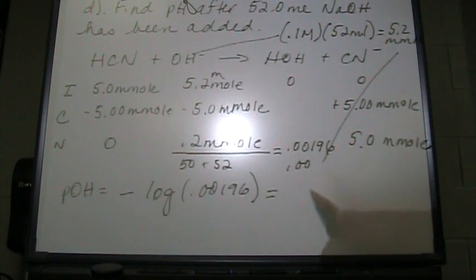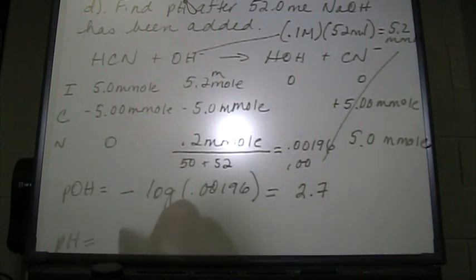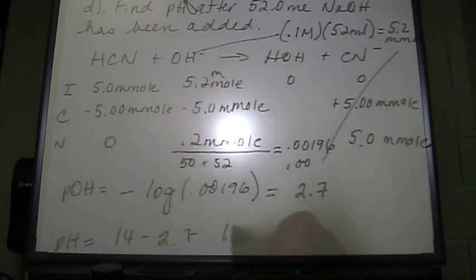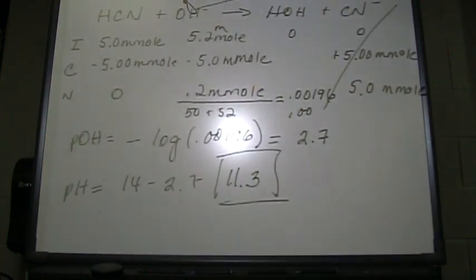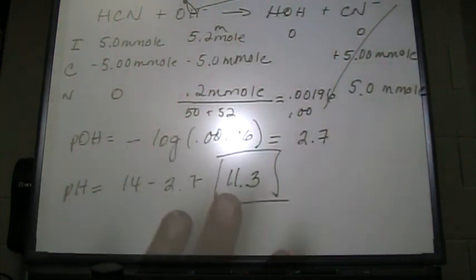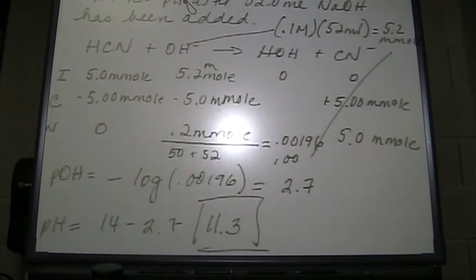So the pOH in this case is about 2.7, and the pH should be 14 minus 2.7. And we're done with just a calculation for a weak acid and a strong base. And look, it took us an entire weekend to do it. All right, let's move on in the notes.